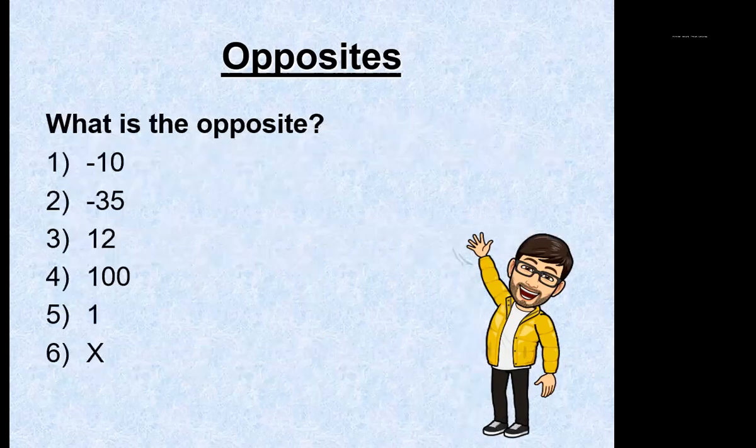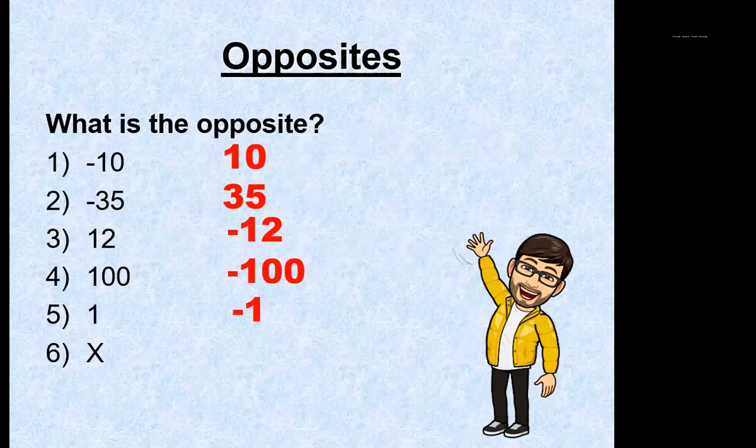Now let's have more. What is the opposite of from item 1 to 6? So number 1, negative 10, we have 10. Very good. Number 2, negative 35, 35. Very good. Number 3, negative 12. Very good. Number 4, negative 100. Number 5, negative 1. Number 6, anong kabaligtaran ng x or opposite ng x? Kaya nga X eh, kasi meron ka na ngayon. Okay, ang kabaligtaran ng X ay negative X. Okay? Naiintindihan ba lahat? Very good.